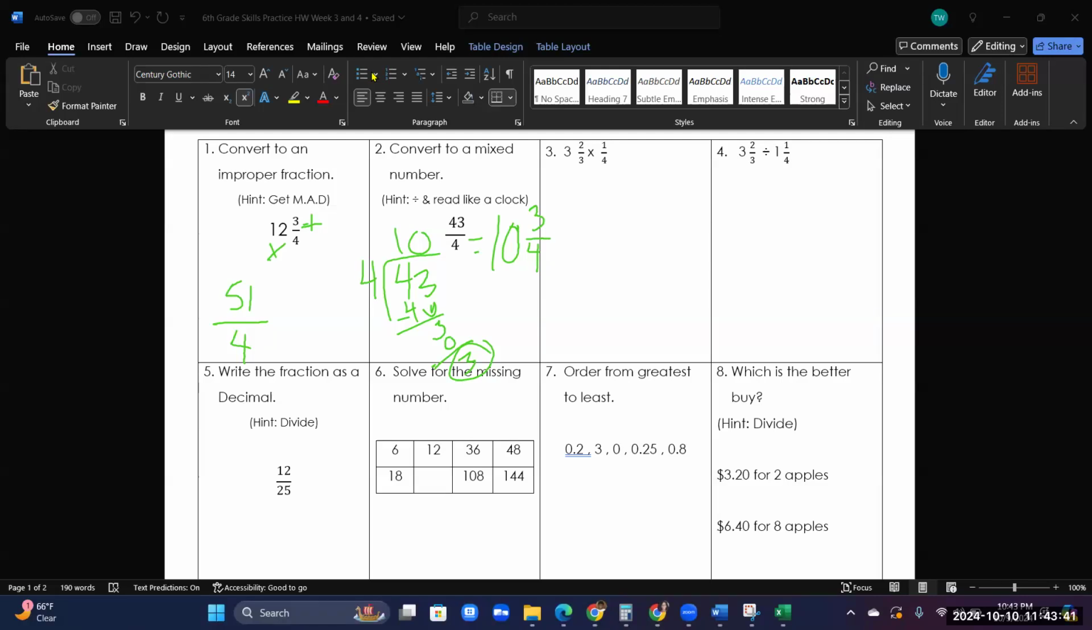All right, 3 and 2/3 times a fourth. We gotta change the 3 and 2/3 to an improper fraction. 3 times 3 is 9, plus 2 is 11. So we have 11/3 times 1/4. And then we multiply like normal, across numerators and across denominators. 11 times 1 is 11. 3 times 4 is 12. And they have nothing in common.